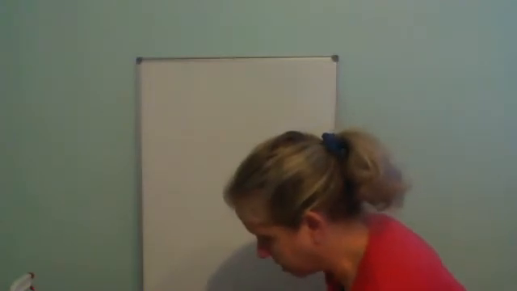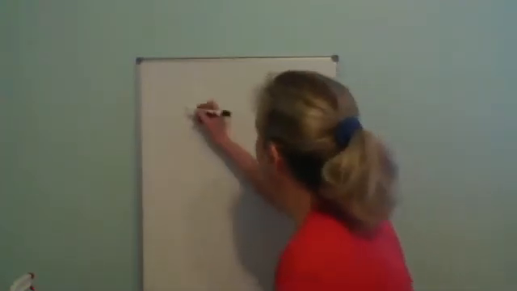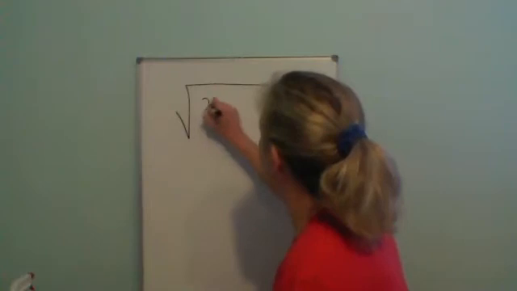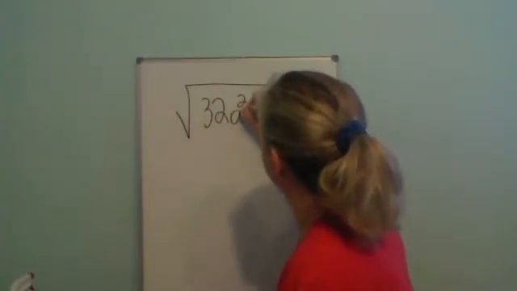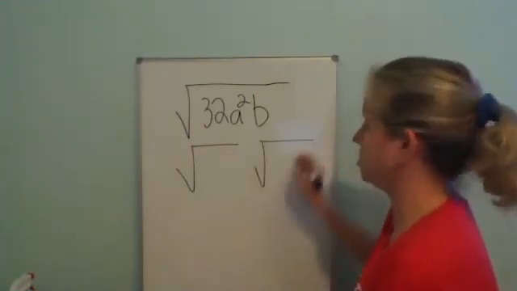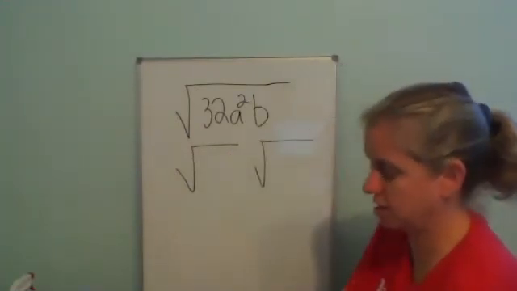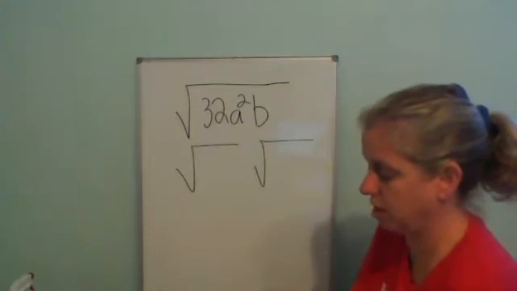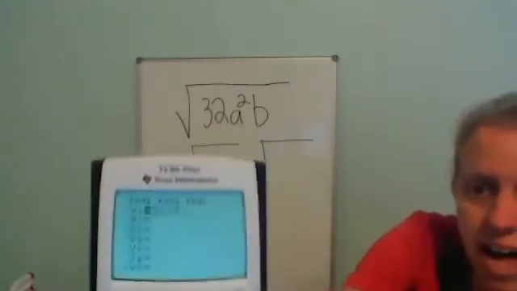Number 12, same thing. Square root of 32, a squared b. So again, breaking it up, since 32 is not a perfect square. So again, go to your y equals, clear out that 300, do 32 divided by x.